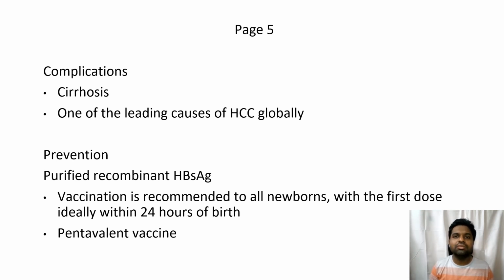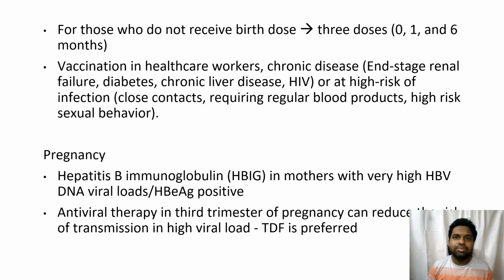For prevention, we are going to give purified recombinant HBsAg vaccine, which would be given ideally for all newborns within 24 hours of life. And second, we are going to give it in the form of pentavalent vaccine in the immunization schedule. In those who do not receive the birth dose vaccine, they can get immunized in the form of 0, 1, and 6 months.